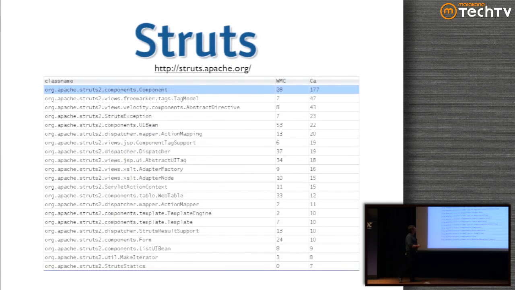What if I sort these instead by afferent coupling? Clearly, component is the most important thing in the Struts universe, as being a component-based web framework. That's not surprising. But what I'm really looking for here are high combinations of numbers. I'm looking for important complex stuff. And UI bean immediately catches my eye because it's pretty high in both those categories.